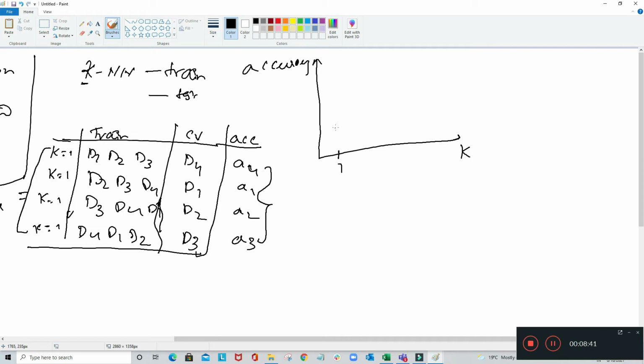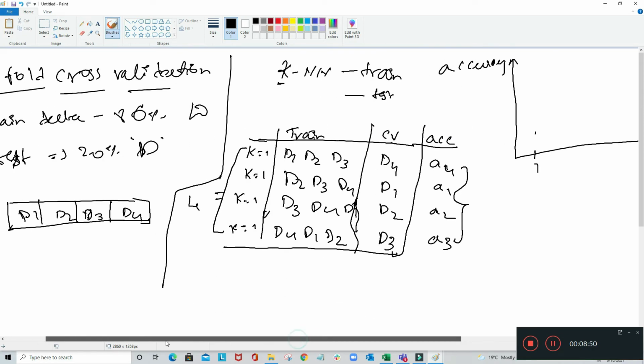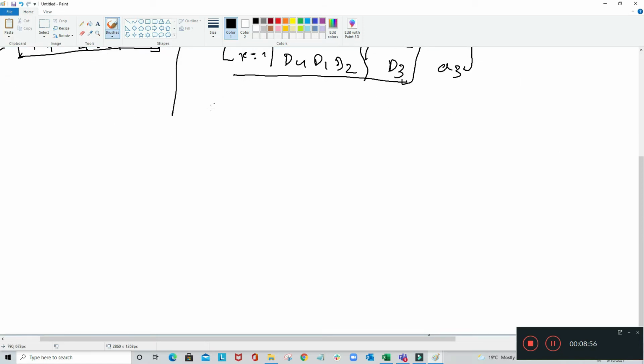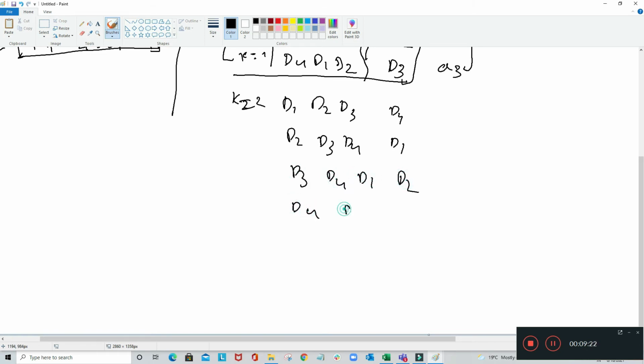Say, let's assume we'll get an accuracy of this much. So in my second iteration, this is for one nearest neighbor. And next I'll similarly repeat the process for k equals 2. Initially I'll take D1, D2, D3, and cross validation becomes D4, and here D2, D3, D4, and cross validation becomes D1, and here D3, D4, D1, D2, D4, D1, D2, and this is D3.